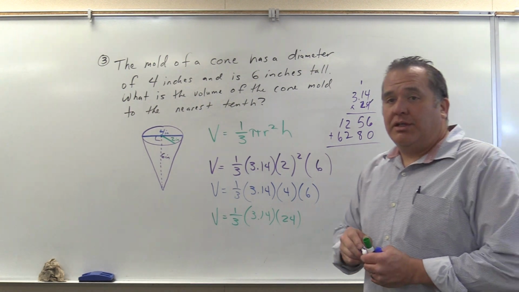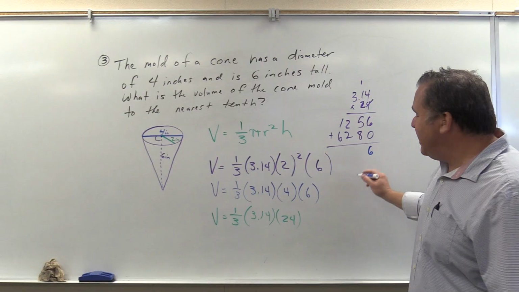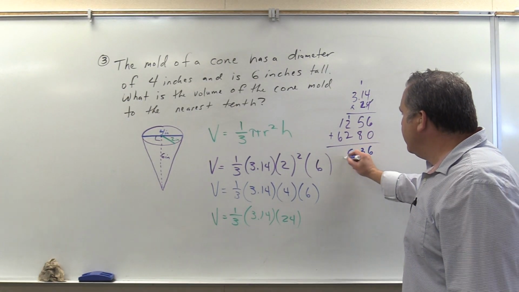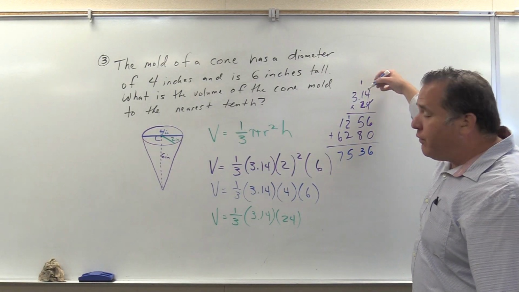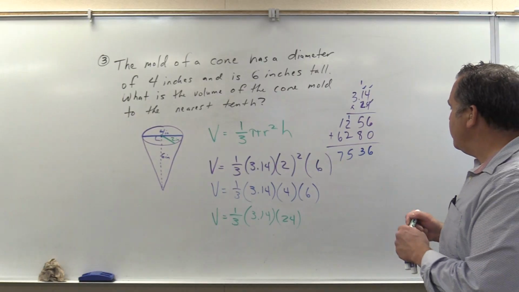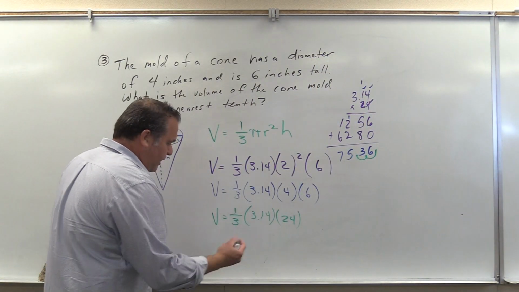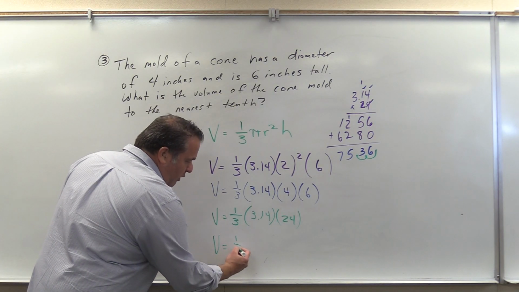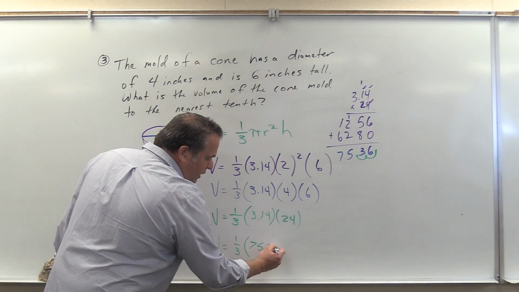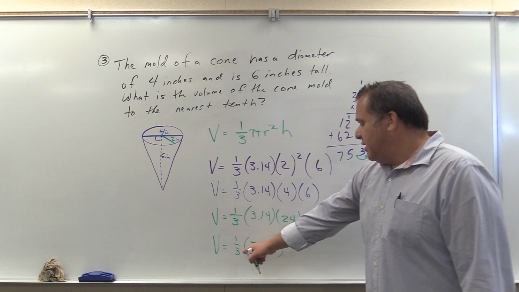And 2 times 3 is 6. Now I'm going to add all these up. When I add them up, look what I get. I get 6. 5 plus 8 is 13. Carry that 1. 2 plus 2 is 4, plus 1 is 5. And 6 plus 1 is 7. Don't forget, you have 2 numbers behind your decimal, so you need to move this decimal twice to the left. So what we have now is the volume is going to equal 1 over 3 times 75.36.